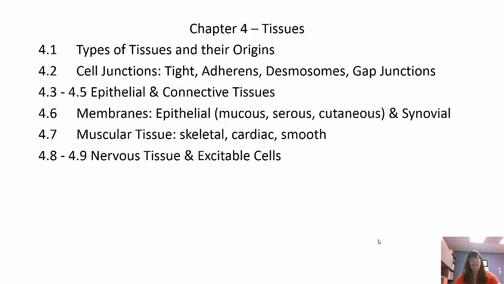But we're going to cover the types of tissues. We're going to cover the types of cell junctions. We're going to specifically talk about each type of tissue. Then we're going to talk about membranes, muscular tissue, nervous tissue, excitable cells, and a little bit about aging.